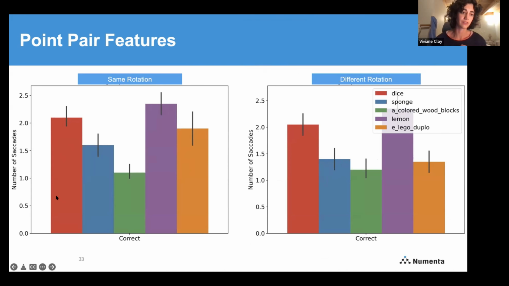So on the left side, this is detecting 5 different objects rotated the same way that they were learned, and on the right, detecting them in a different rotation. And it's pretty much the same performance. So it works quite well.